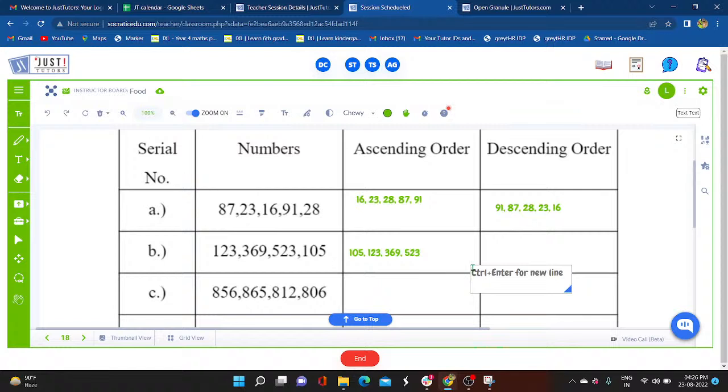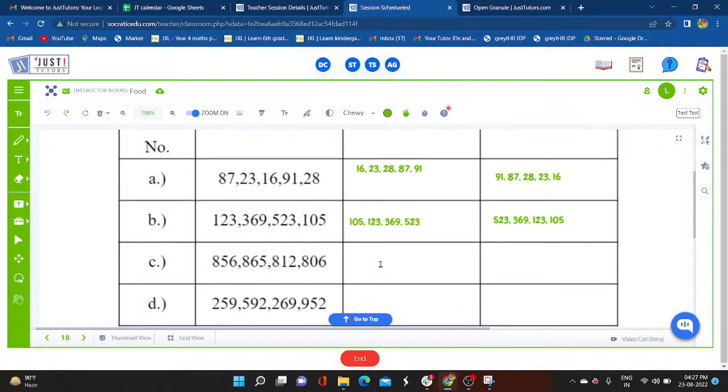Now let's try descending order. Now in case of descending order, we do just the opposite of what we did in ascending order. So we would write 523, 369, 123, 105. So this is how we arrange numbers in descending order.